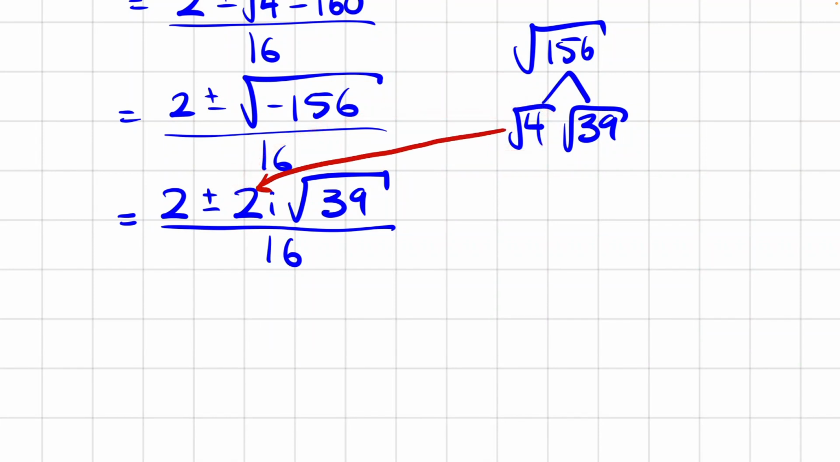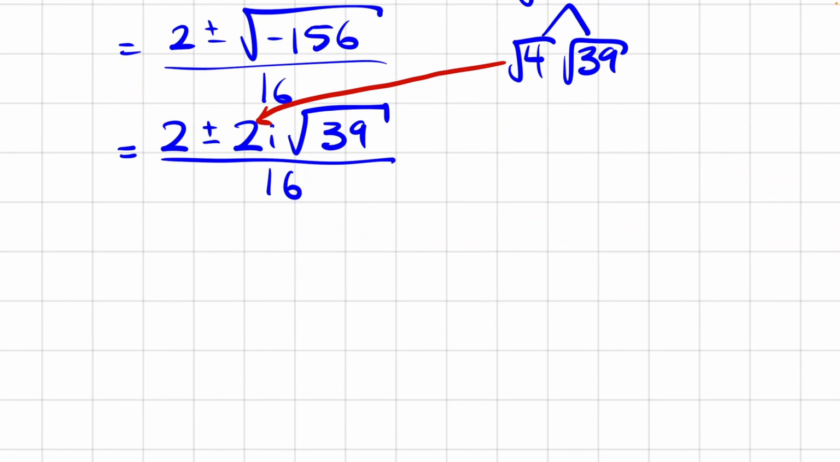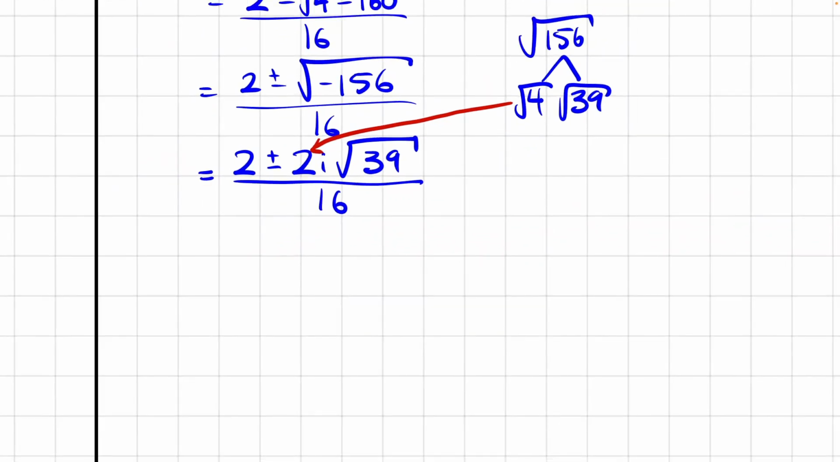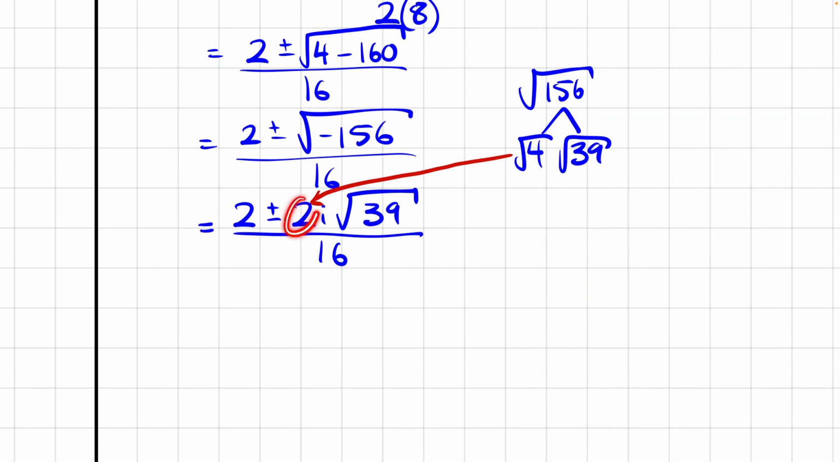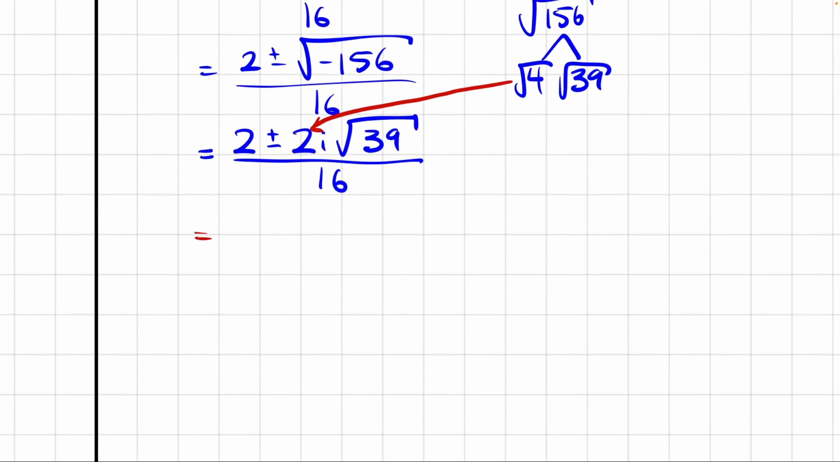So you have 2 plus or minus 2i root 39 over 8, and you can simplify. You're seeing that this 2 and this 2 and this has a 2. Everything has a 2 in it. So I'm going to divide everything by 2, and I'm going to get 1 plus or minus i root 39 all over 8. There's the final answer.